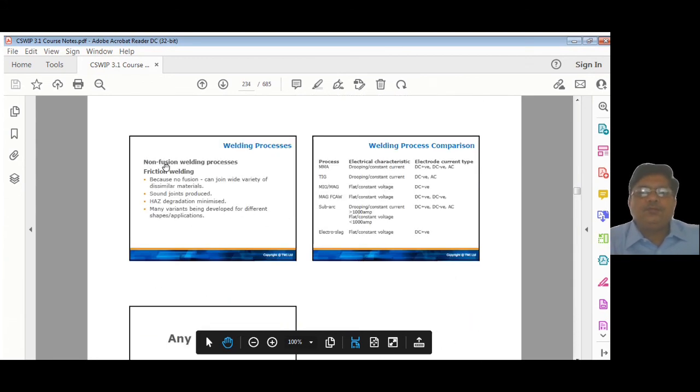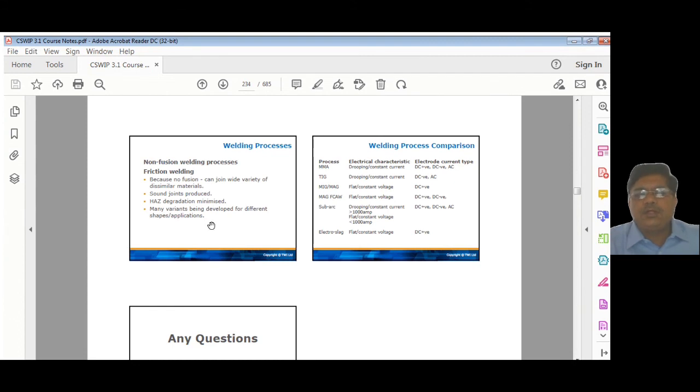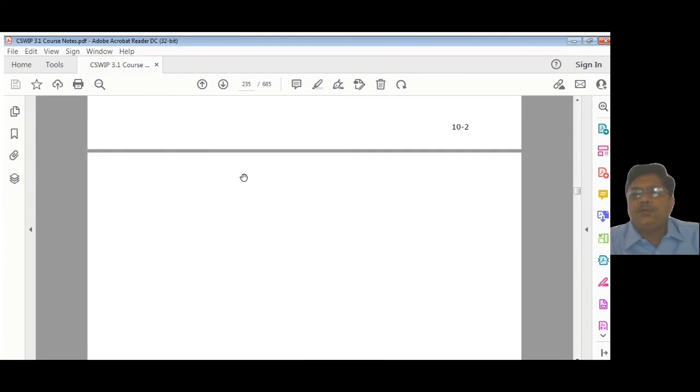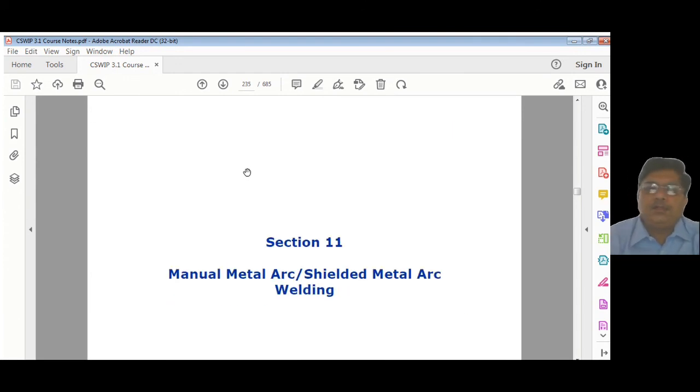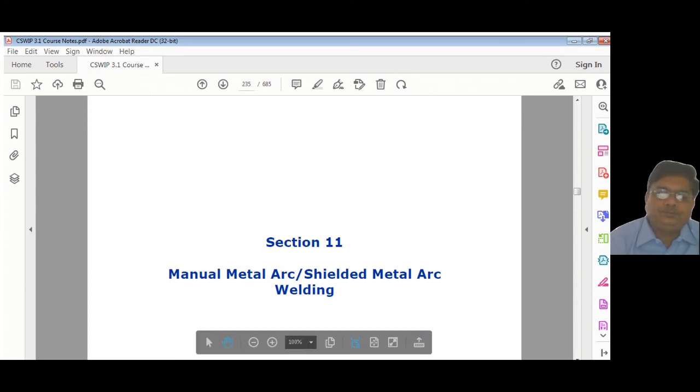Then non-fusion welding processes, because there are certain other welding processes also, since technology is improving a lot. Then a welding process comparison between manual, TIG, MIG-MAG, sub-arc, which is SAW, and electroslag welding. Please understand this and try to remember it, very important for the exam. And then we will meet in chapter 11, manual metal arc welding, which is SMAW welding.